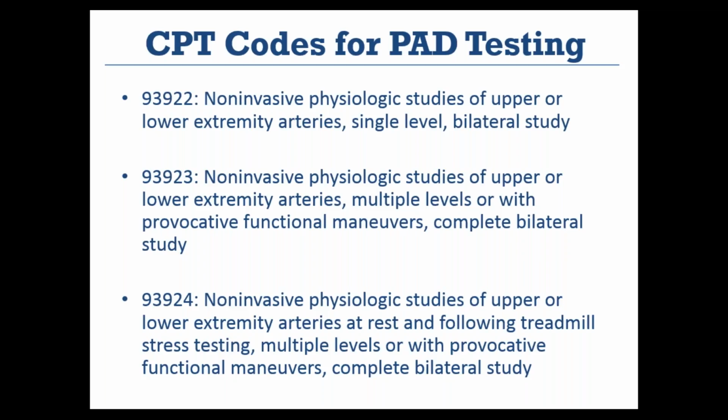The third CPT code that's normally used for PAD testing is 93924, which is a post-exercise study. 93924s are usually used when the patient presents with claudication, but an at-rest study, 93923, came up normal. In this case, they basically perform a full PAD study, and then they have the patient walk on a treadmill for 5 minutes or until symptoms present, and then they retest the patient following that.